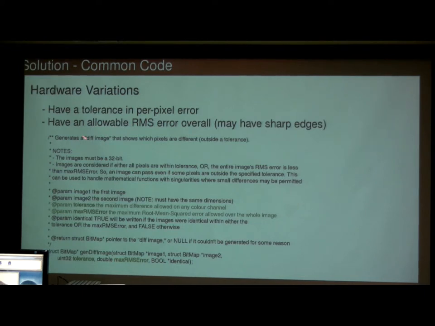So the easiest thing to do is, of course, to have a tolerance, in per-fractional error, that you allow. That's not always enough, because some things like the tangent function have a singularity, and if one's just on the left and one's on the right, then you're going to get these massive pixel errors. So what I ended up doing was having an allowable overall RMS error of the entire image.